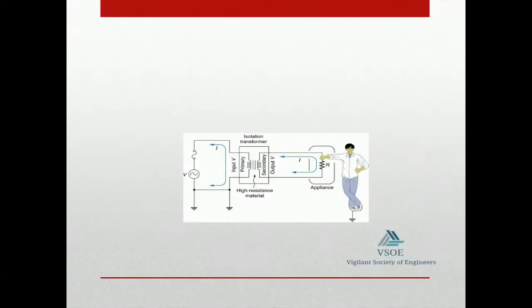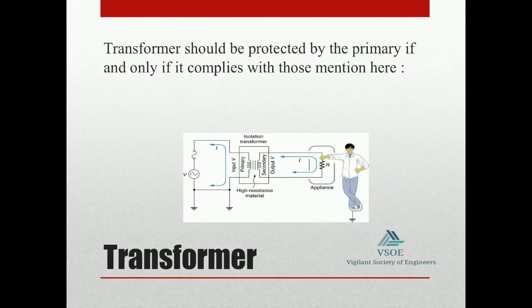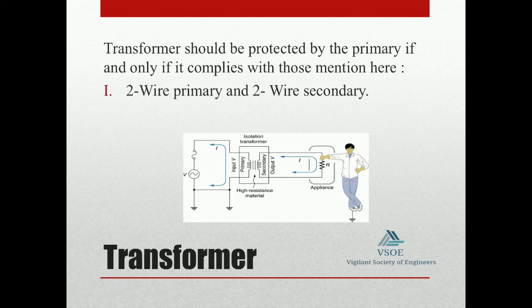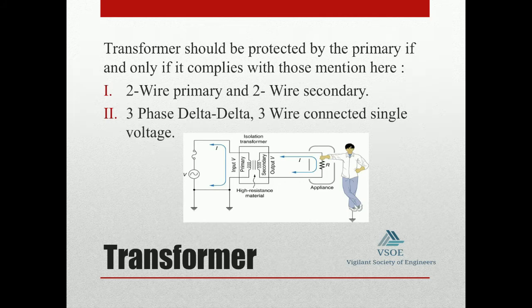Transformers should be protected by the primary if and only if they comply with the types below, where it is a two-wire primary and two-wire secondary transformer, or a three-phase delta-delta transformer connected with a three-wire single voltage.